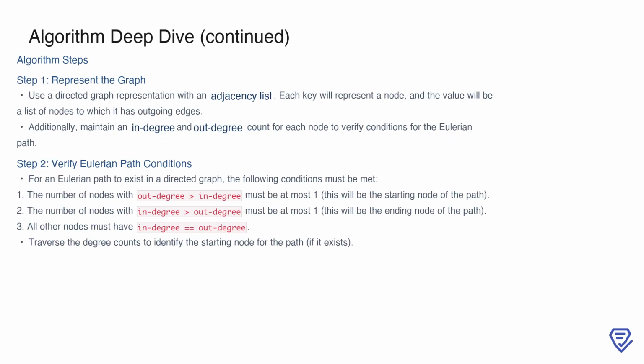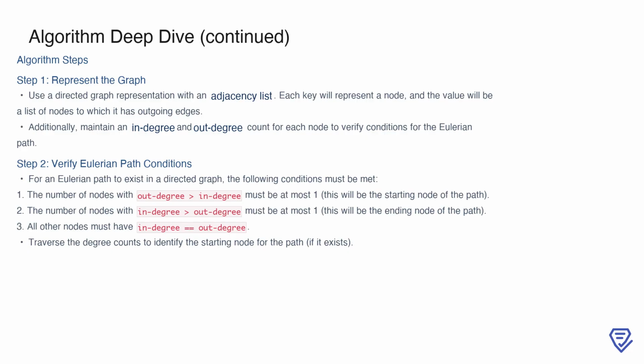The first step in solving the problem is to represent the graph. We use an adjacency list, which is a dictionary where each key represents a node, and the value is a list of nodes to which it has outgoing edges. Alongside this, we maintain in-degree and out-degree counts for each node. These counts help us verify the conditions for an Eulerian path.